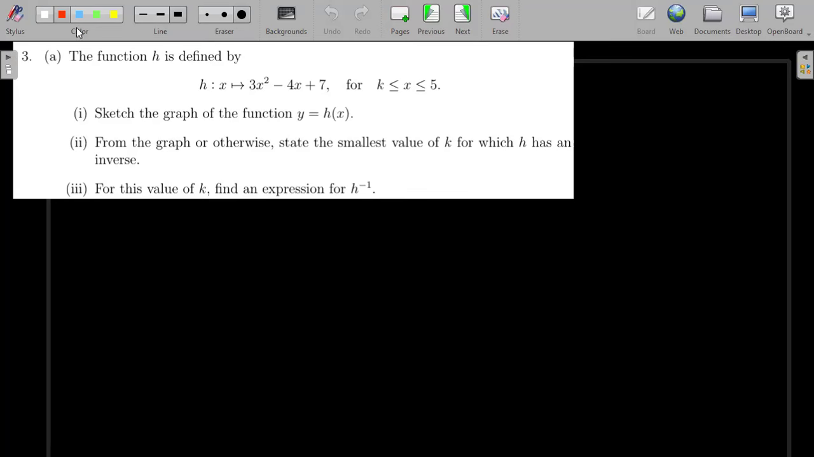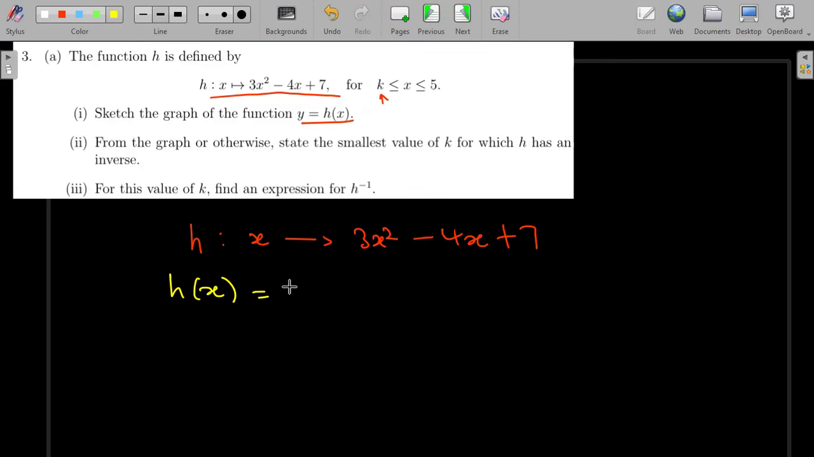So the question reads: the function h is defined by this, for the values of x between k and 5. The first question is: sketch the graph of y equals h of x. The way they wrote it, x maps into 3x squared minus 4x plus 7. This expression is the same as h of x equals 3x squared minus 4x plus 7.